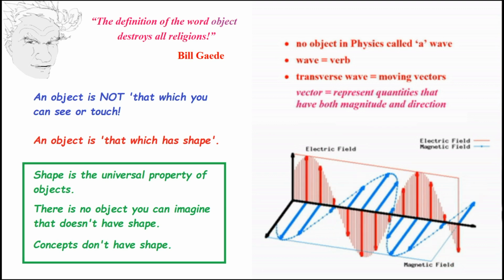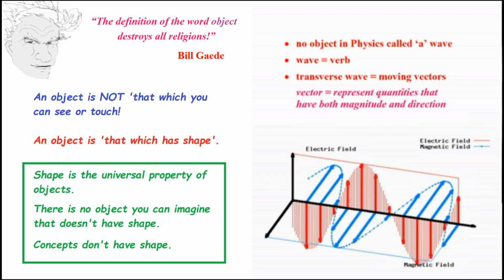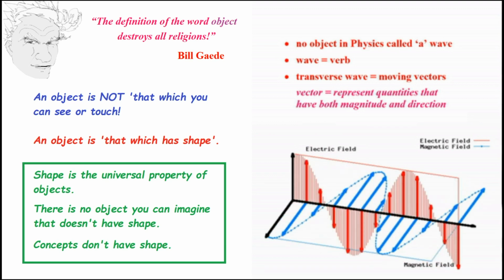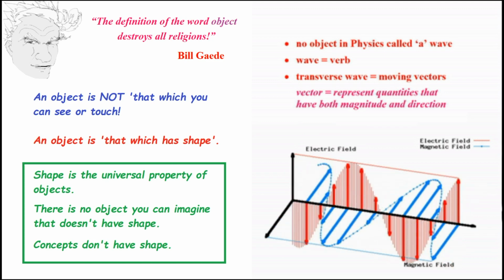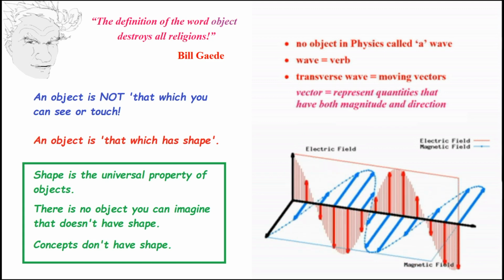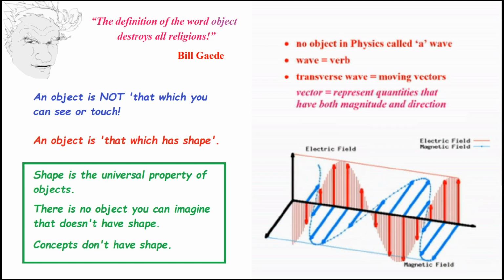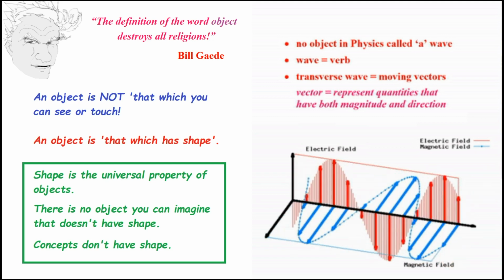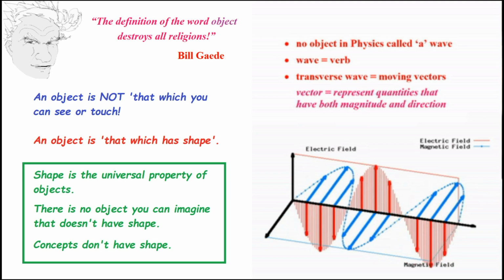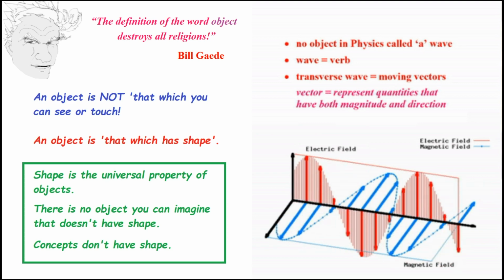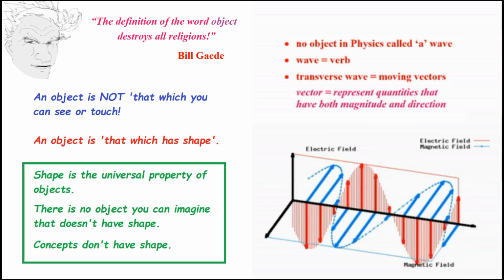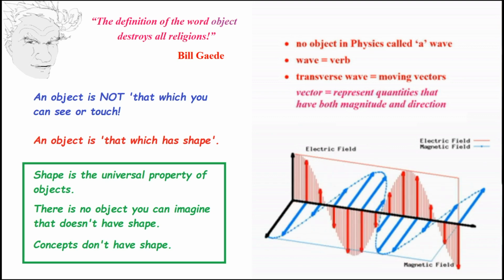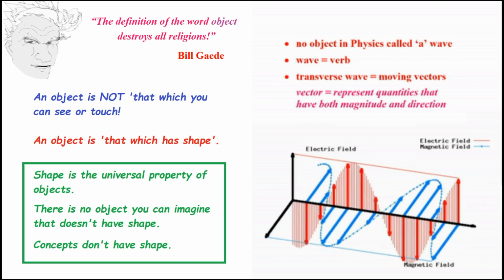You got to figure out what physical object mediates light. And shape is the only universal property of objects. There is no object you can imagine that doesn't have shape. Concepts don't have shape. And so if you think that's a physical object, well, think again. That's not a physical object. What you're staring at is a bunch of vectors, mathematical vectors, and those do not qualify as physical objects. Okay.